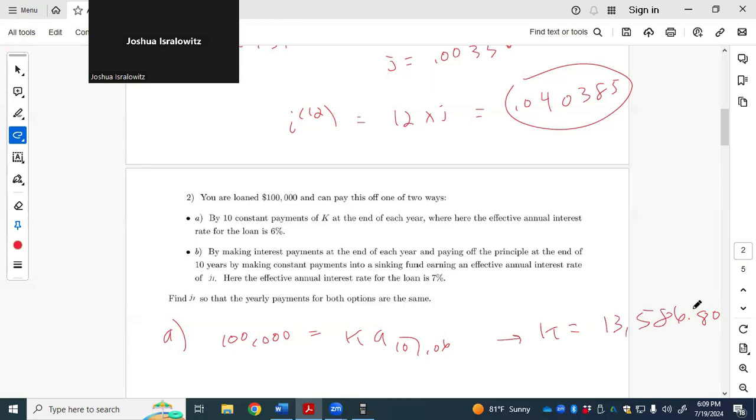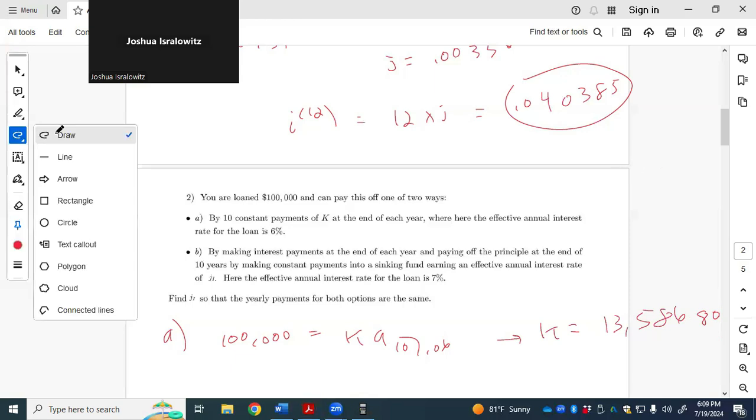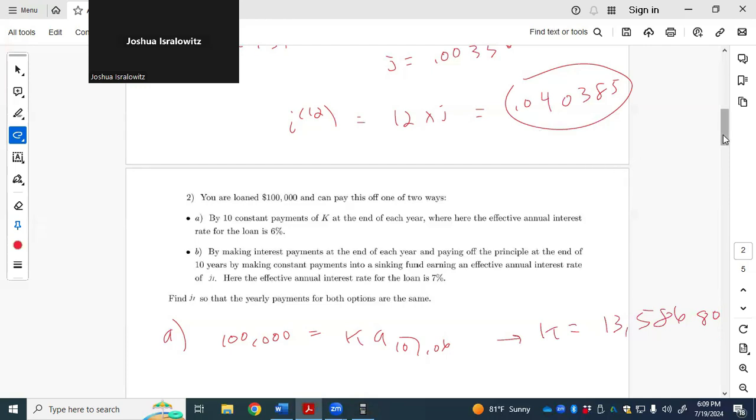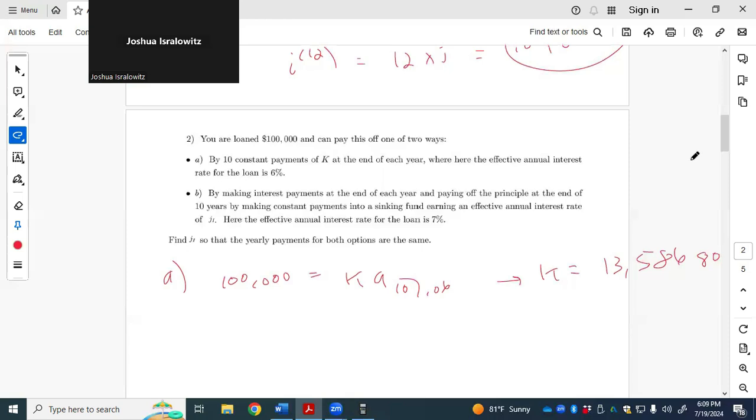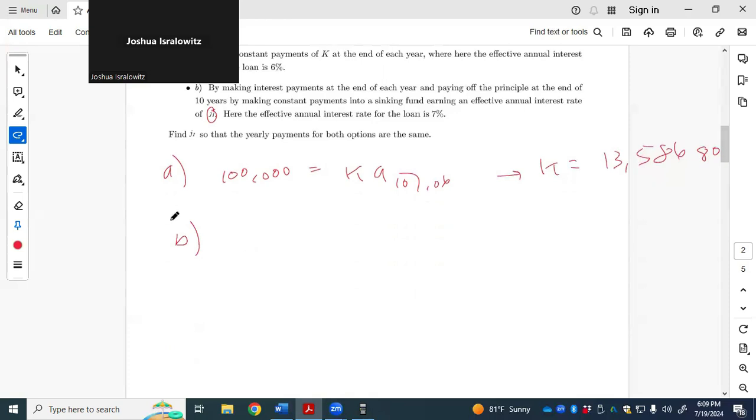All right, so the point here is you want these two schemes to be the same. You want to pay the same amount using these two schemes. And you want to figure out what the sinking fund interest rate is. Okay. So you can set up the formula. If you don't even want to use this formula, it's really not a big deal. I guess I'll do it both ways.